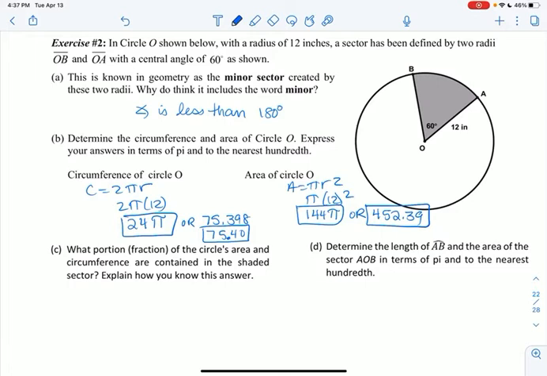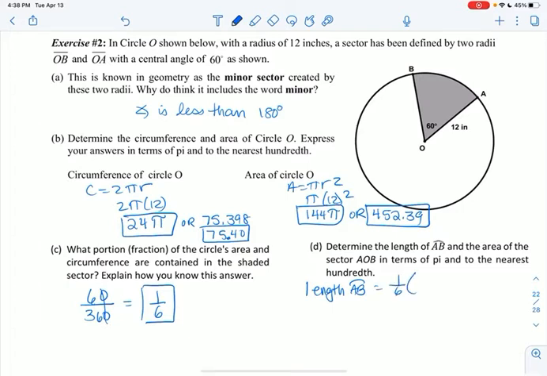Now, what fractions of the circle's area and circumference are contained in the shaded sector? Well, I have 60 degrees out of 360, because a full circle is 360. So if you reduce that, 1/6 of the circle is that shaded part. If I want to find the length of arc AB, that would be 1/6 of that entire circumference. So 1/6 times 24 pi is 4 pi. To the nearest hundredth, I do 4 times pi, which is 12.57.